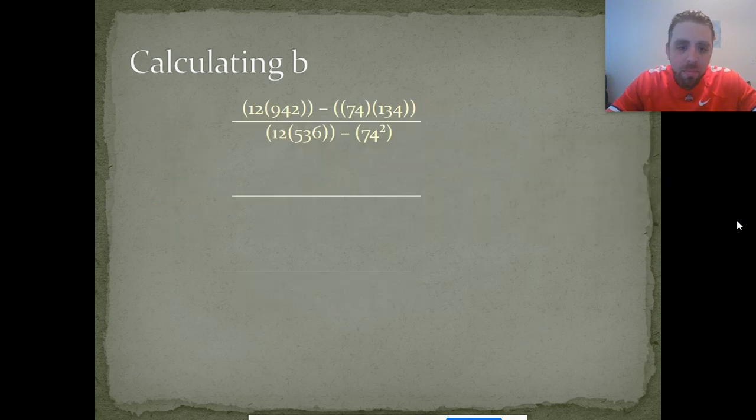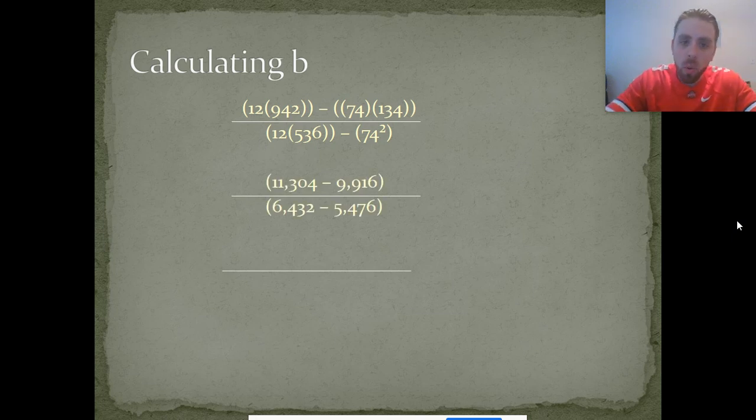All right, what do we got here? What you see here is the same equation that was on the previous slide. This division equation for B will reduce to 11,304 minus 9,916 divided by 6,432 minus 5,476. That will reduce to 1,388 divided by 956, which will then reduce to 1.452.